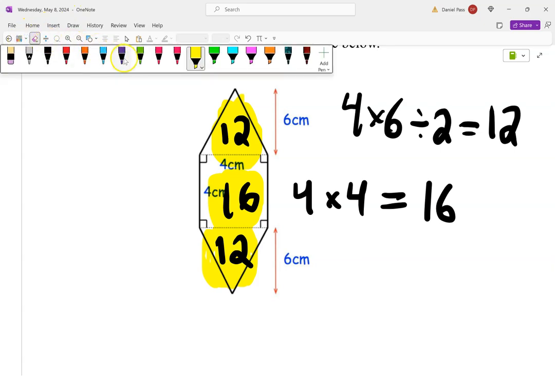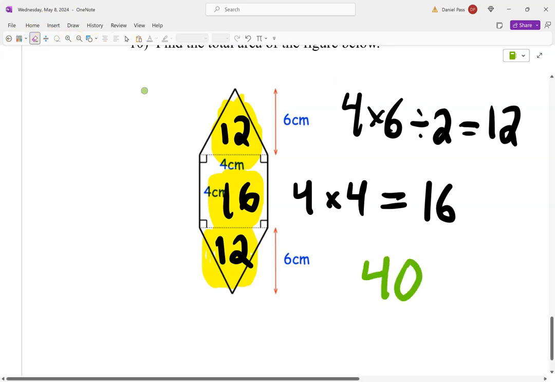So what's our total? Anybody know? Correct. 40 centimeters squared.